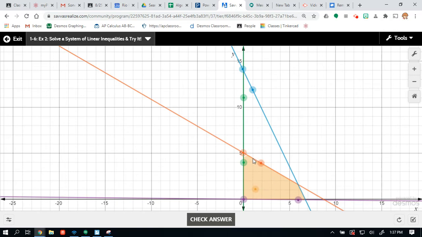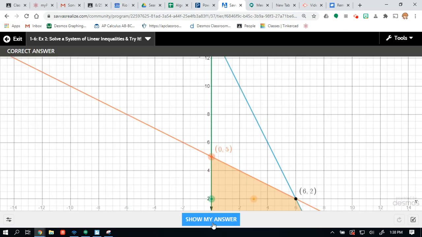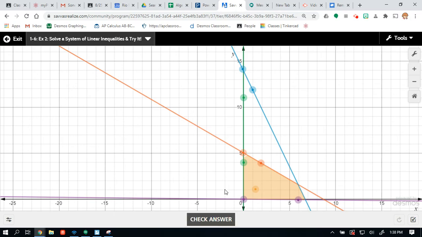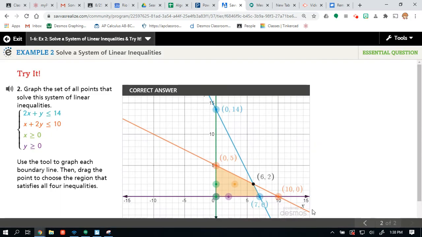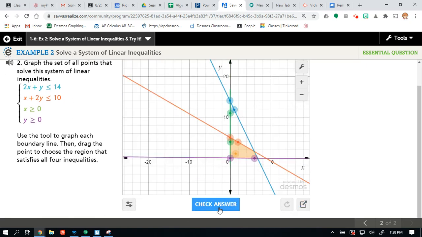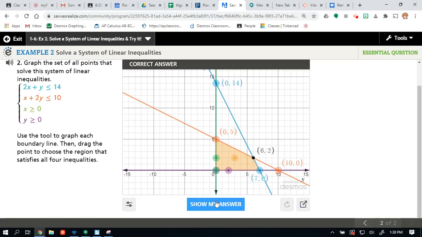This area is when this orange value is less than 5, or 10 in the case of the equation. And this one is when it's less than 14. So in this region is where all of the conditions are met for all 4 of our inequalities. So I'm going to check my answer, and there we go. We have it right there. So show my answer, and then check my answer. Can I zoom out here? Go back down here. So show my answer and check my answer, and they are the same regions.